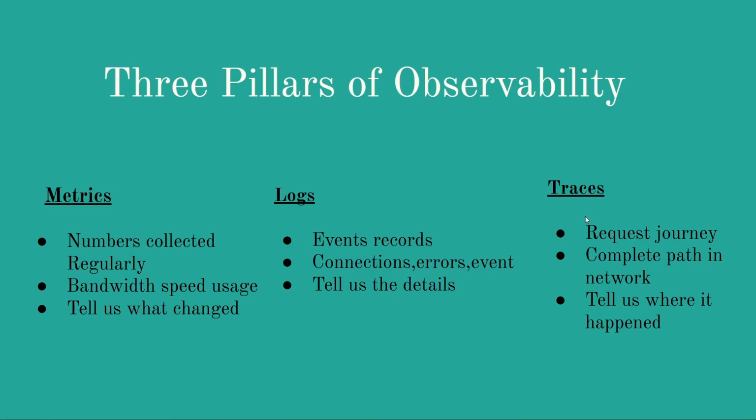And the third type is traces. Traces follow one request as it moves through the network. They show us the complete journey. Together, these three give us complete observability, and we understand what happened, why it happened, and where it happened.